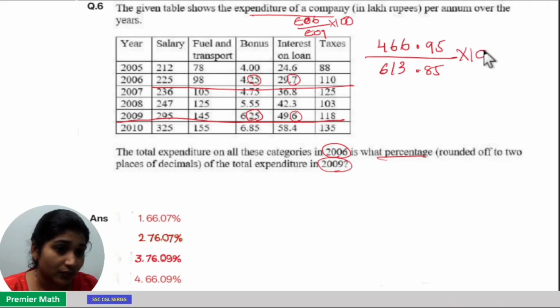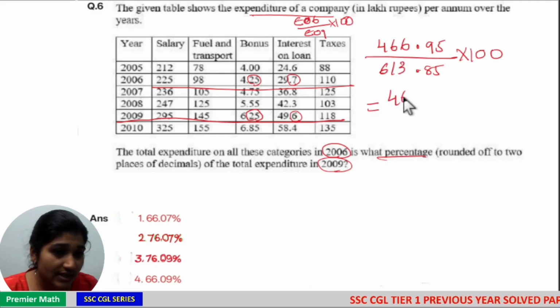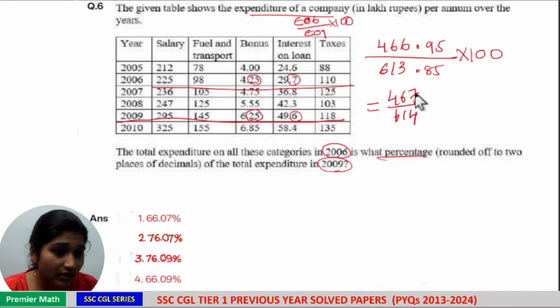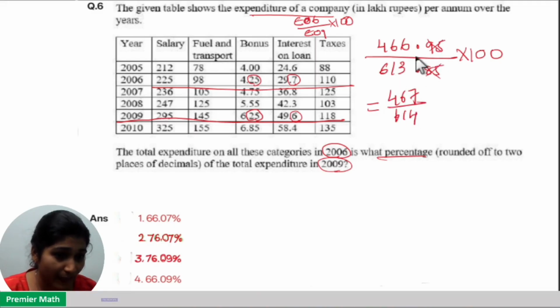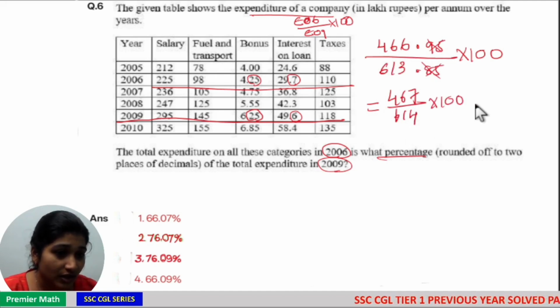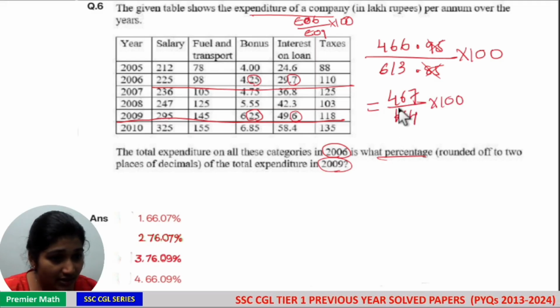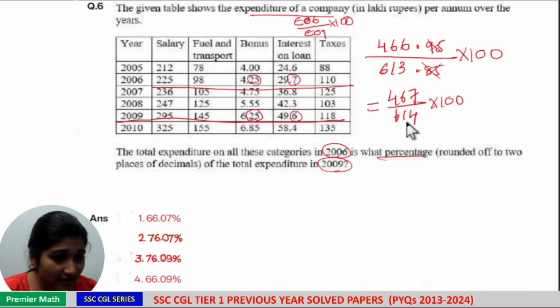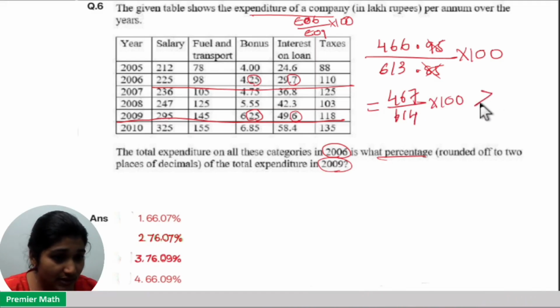Now convert it into percentage. Here this requires little time, so just take 467 divided by 614. If you take it into integer, 467 out of 614 into 100. Now surely you can see 467 is more than 70% of 614. So this is anyway more than 70%.